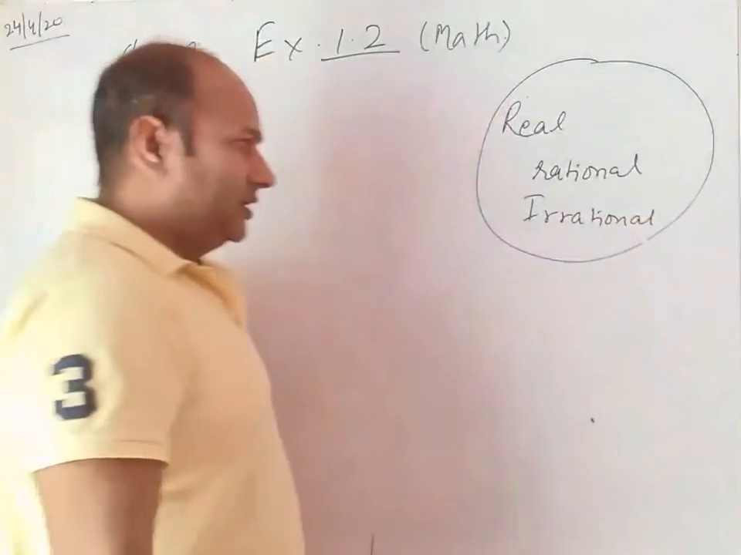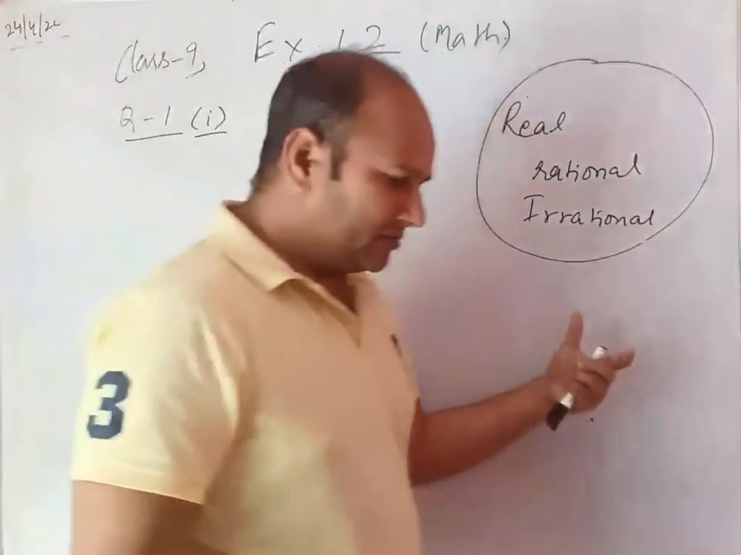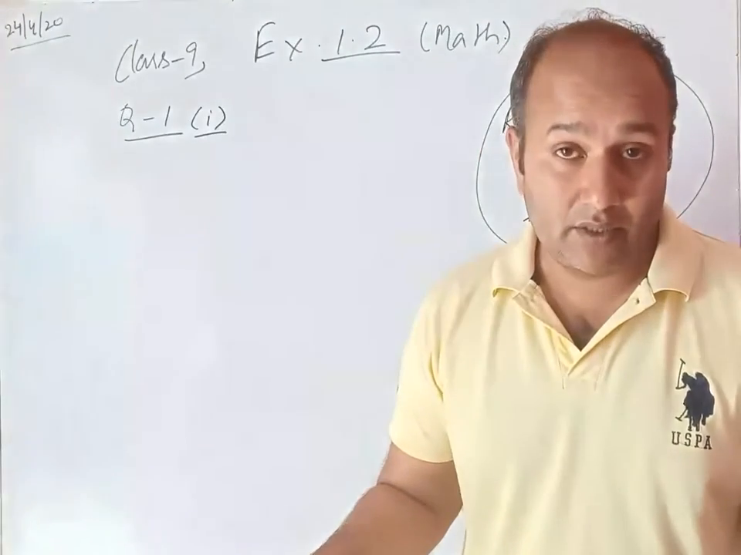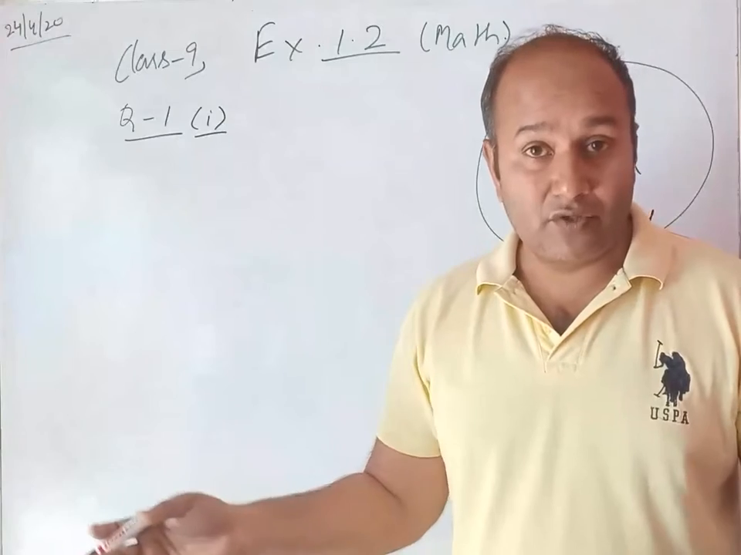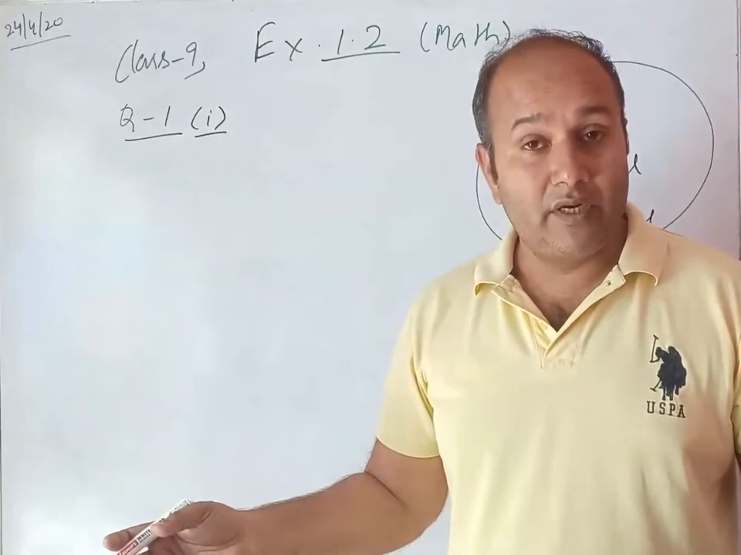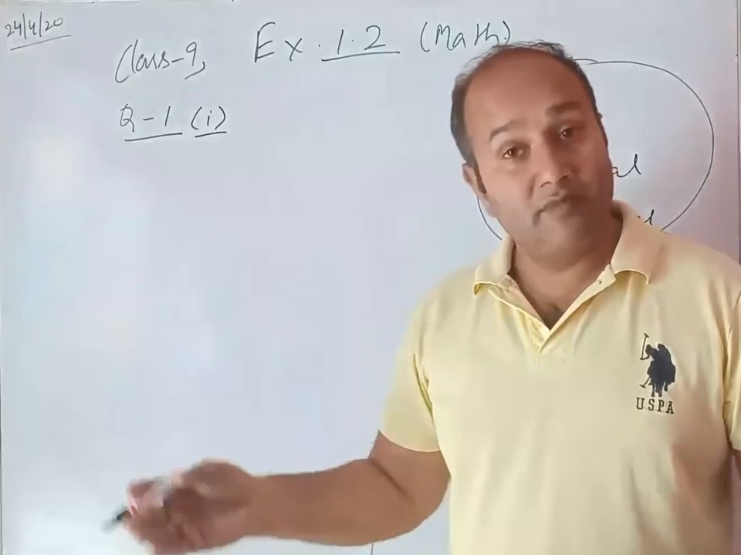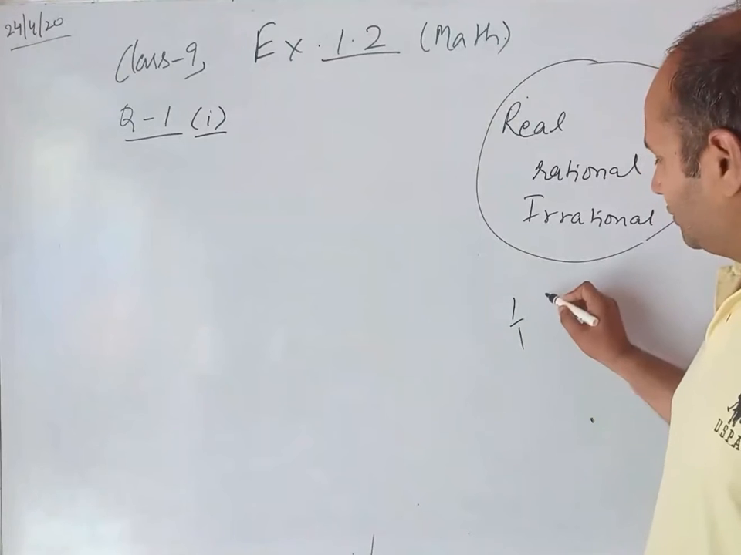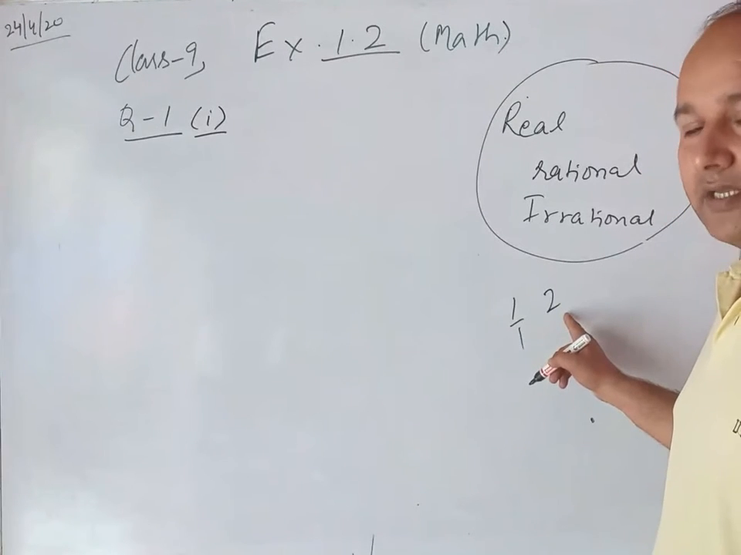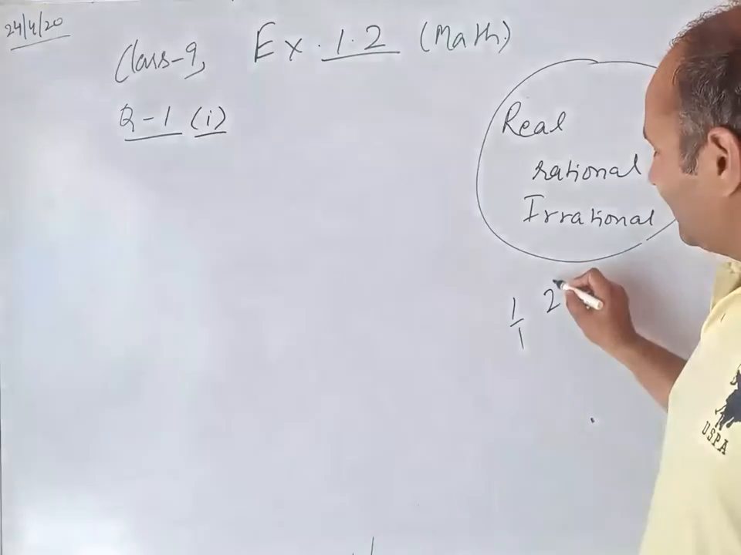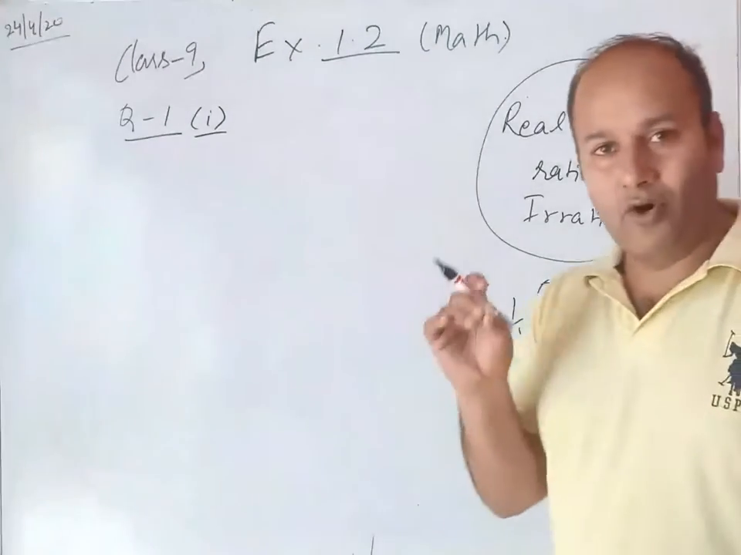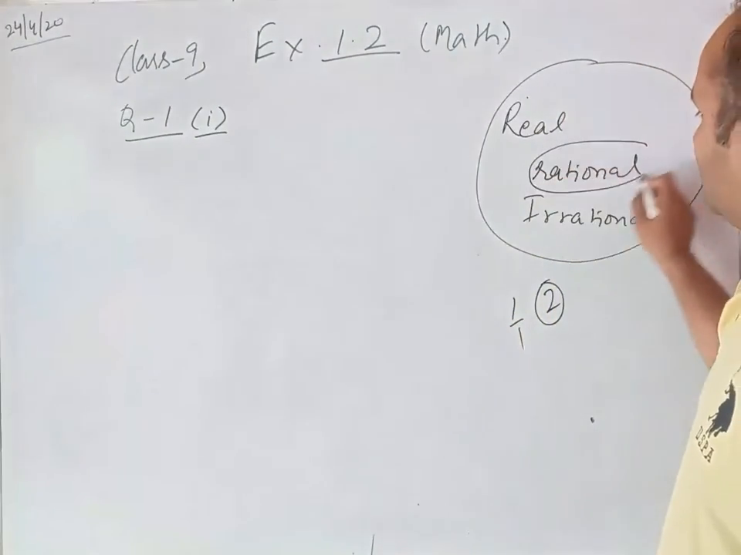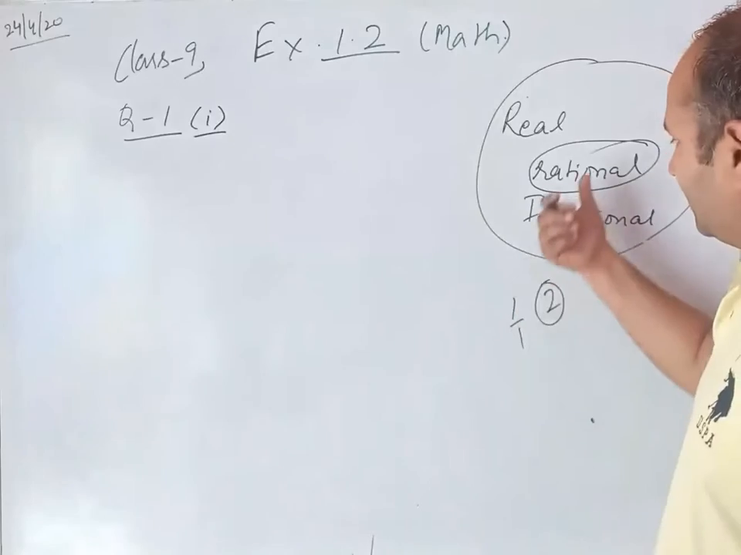Suppose somebody says, sir, you are saying there are only two types of number in this world, so where will integers go? Where will whole numbers go? Where will natural numbers go? If I ask you, isn't 1 by 1 a rational number? Isn't 2 a rational number? Yes, because all the integers, all the whole numbers and all the natural numbers are placed in rational numbers.